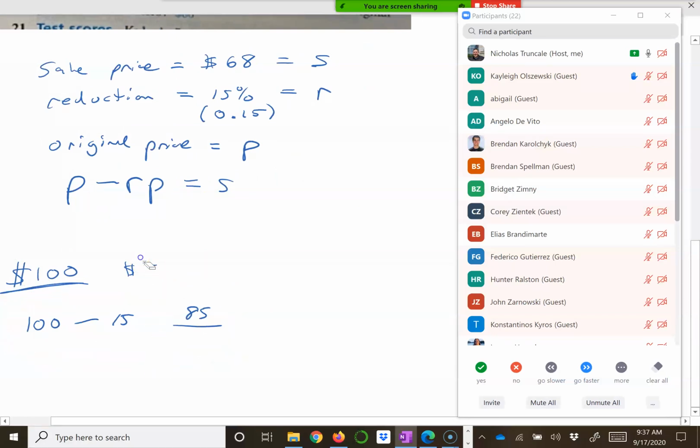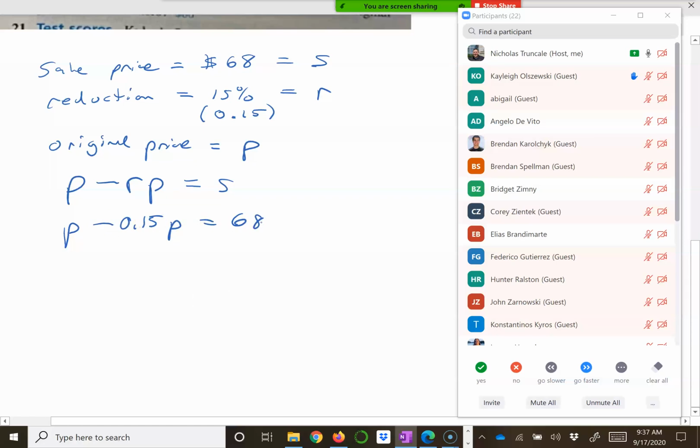I'm going to get rid of this just so there's more room for the actual answer. Okay, so what do we know? We don't know P. We'll leave that there. But we know the reduction percentage. But again, we're going to put it in decimal. And then sale price was $68.